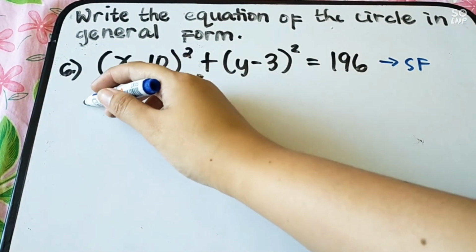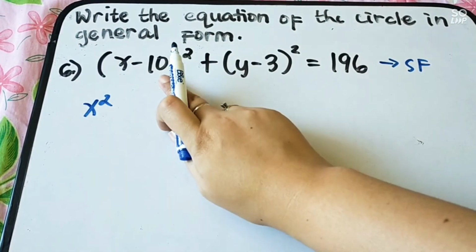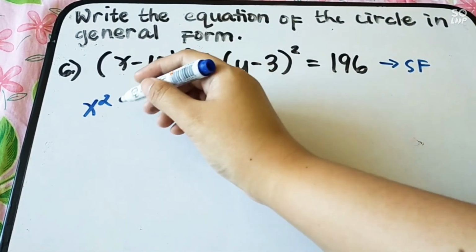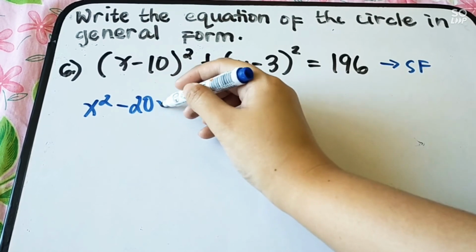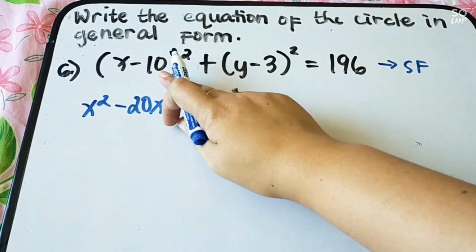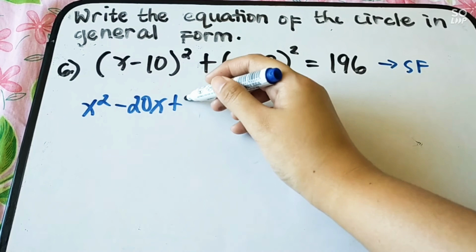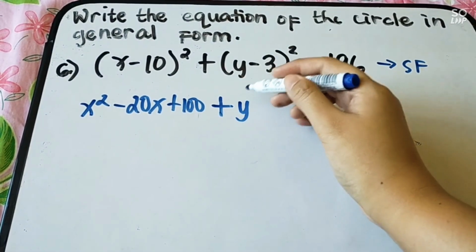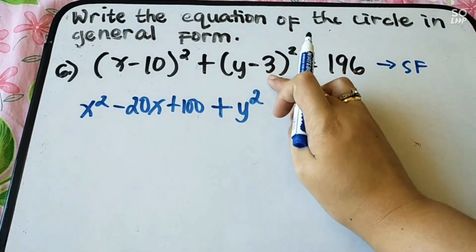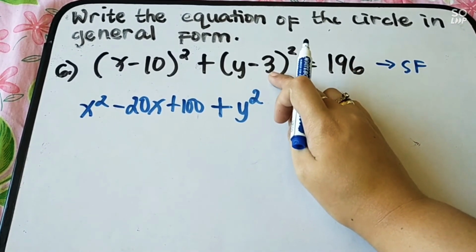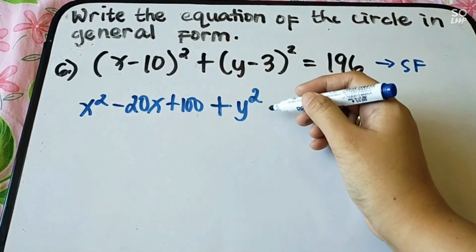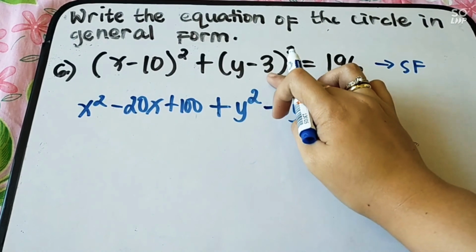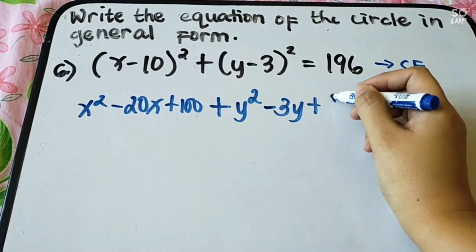Squared ng x mo, we have x squared. Double 10, 10 times 2, we have 20 times x, we have 20x. Since negative to, negative dapat, 20x. Next, ang squared ng 10 means 10 times 10, the answer is plus 100. Next, plus. Squared na y, we have y squared. Then, doblehin si 3, we have 3 times 2, the answer is 6 times y, we have 6y. Negative dapat, 6y, kasi negative to. Next, squared ni 3, we have plus 9.